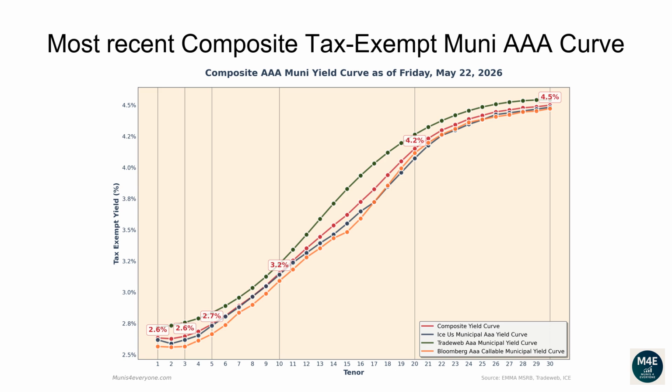The three-year yield is 2.65%. The 5-year yield is 2.74%. The 10-year yield is 3.15%. The 20-year yield is 4.15%. The 30-year yield is 4.5%.